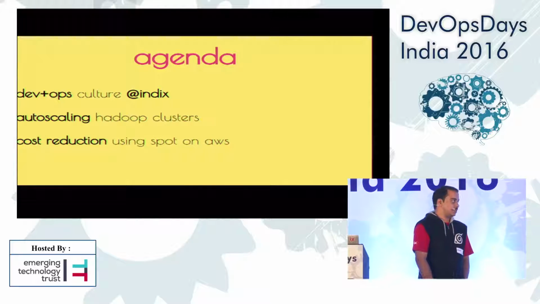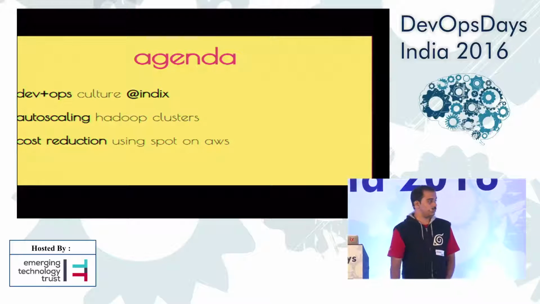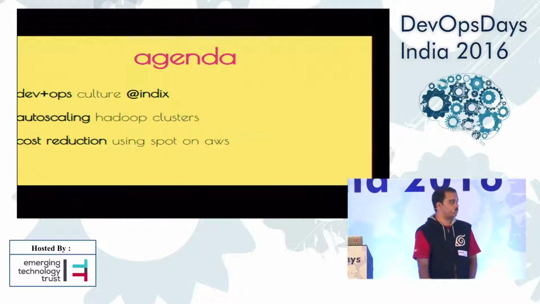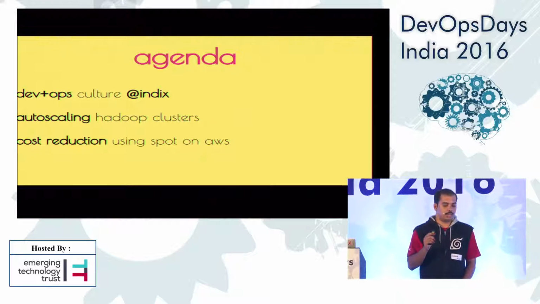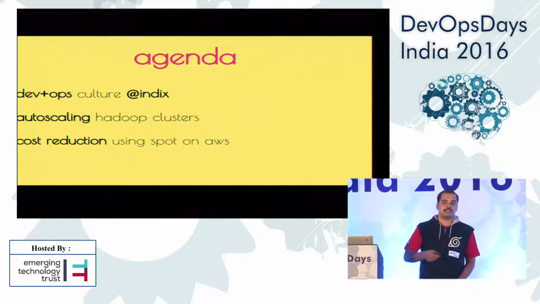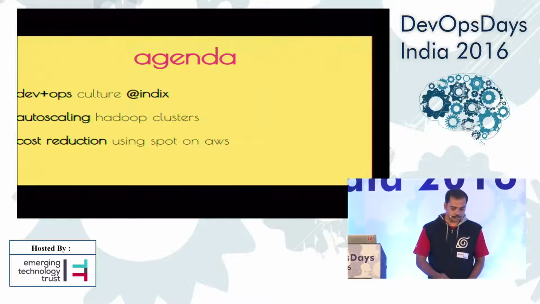So the agenda goes like this. I have around 30 minutes, so I'll try to touch upon each of these topics for around 10 minutes each. First is our culture at Index, and how we treat autoscaling as a problem, and how we tackle cost reduction as another problem.